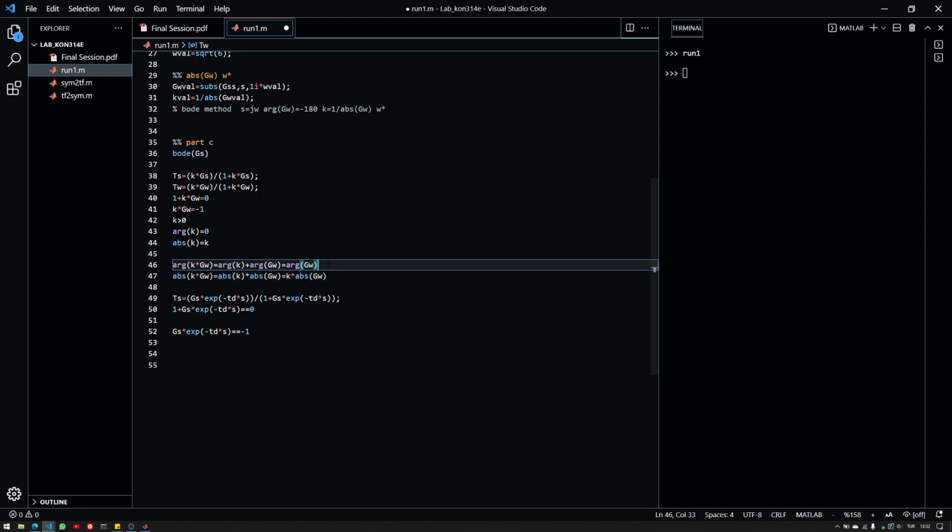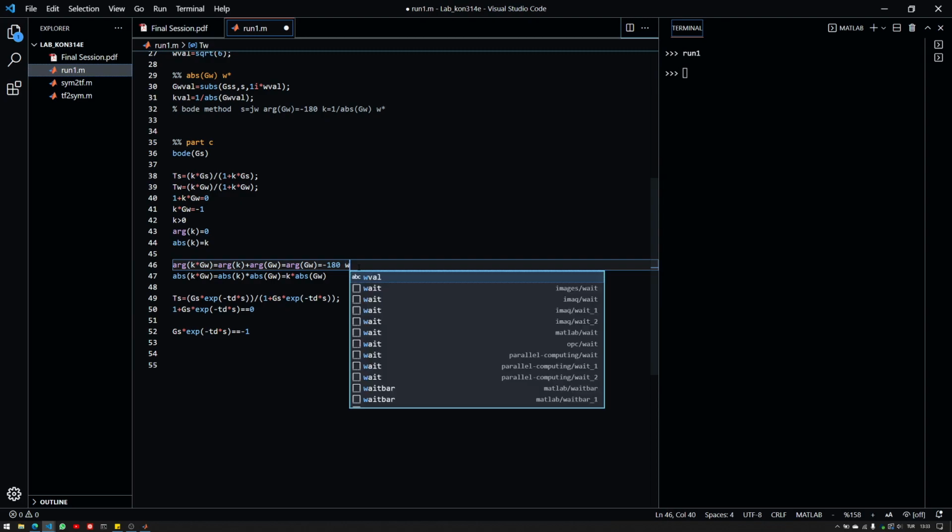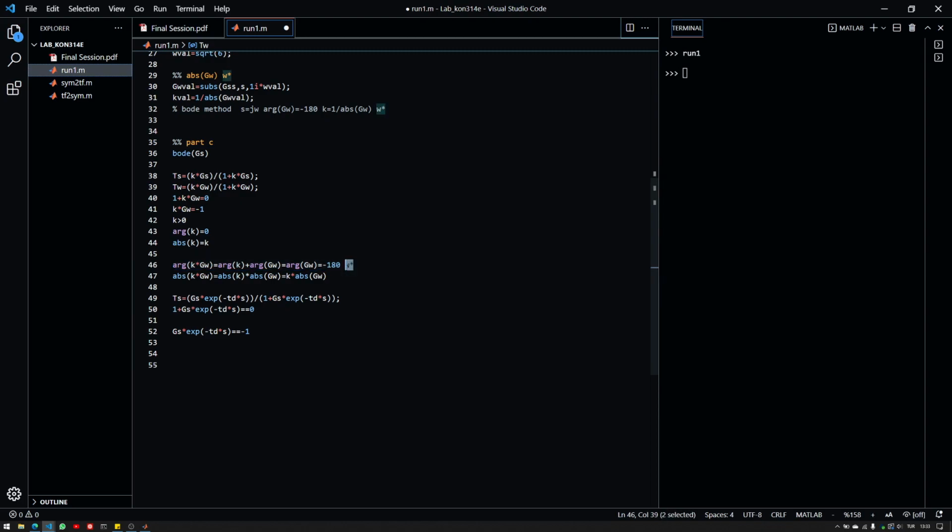So therefore, if this should be equal to minus 180 degrees, we use the expression given here. So we look directly at the Bode plot, the phase diagram, and find the frequency where this is satisfied. And then we go ahead and use this here. This should be equal to 1. We use this relation in order to come up with a p-type controller.